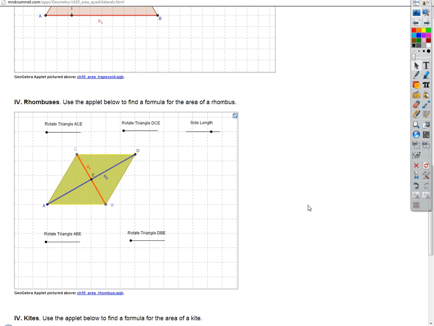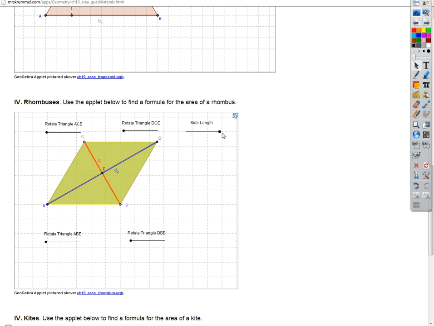Okay, what about a rhombus? This one is a little bit trickier. Now, if you look at this rhombus here, what's one way we could calculate the area of a rhombus that we already know? Base times height, because what is a rhombus? Yeah, a rhombus is a special parallelogram, right? And so whatever the formula is for calculating the area of a parallelogram, of course, has to work for a rhombus, because a rhombus is a parallelogram.